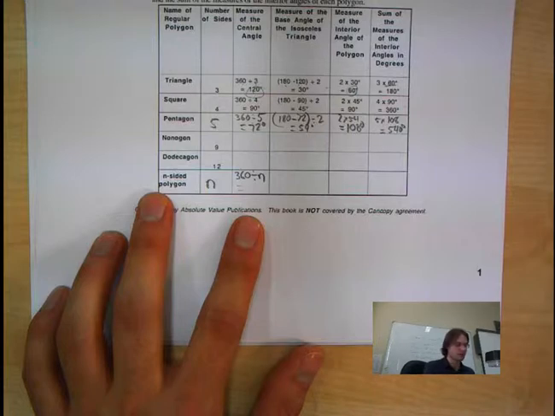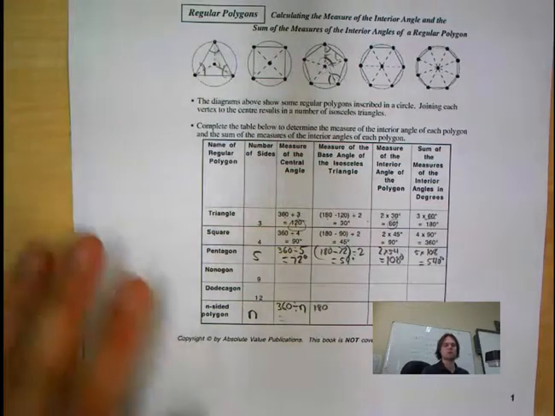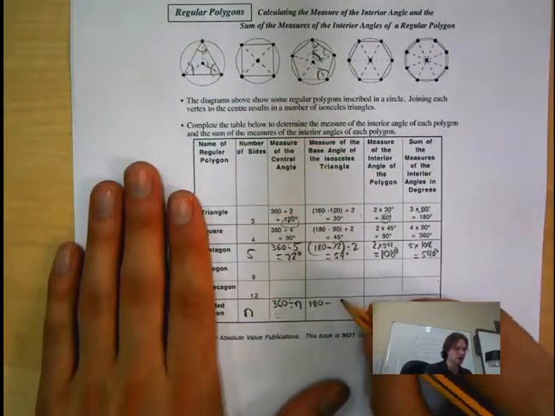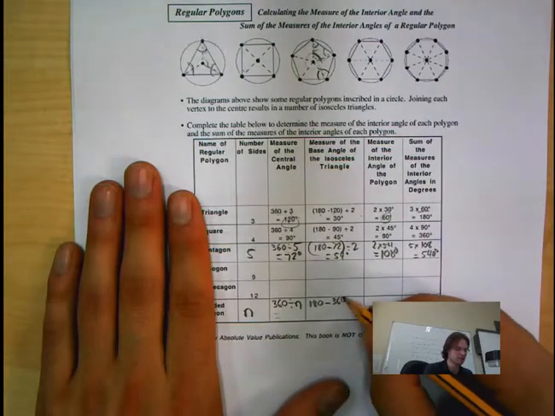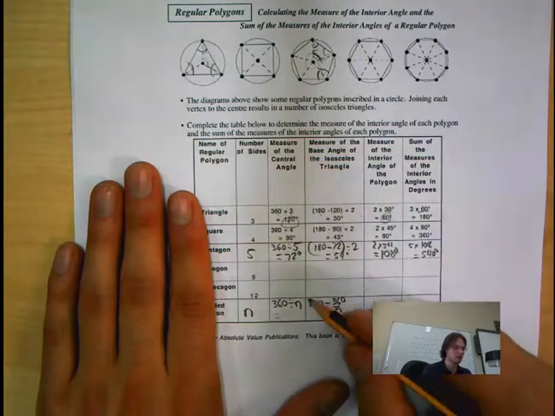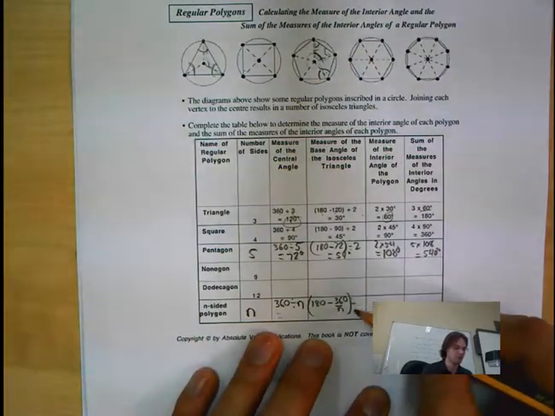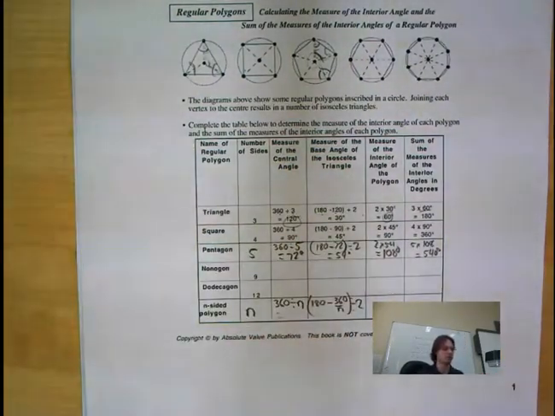So here we're going to go 180, and we're going to subtract 360 divided by n, and because there are 2 of them, they're the same, and then we divide by 2. We're just following the formula that we're doing there.